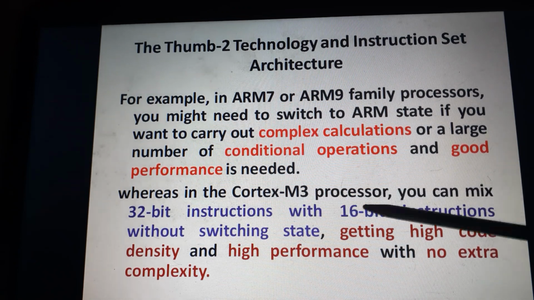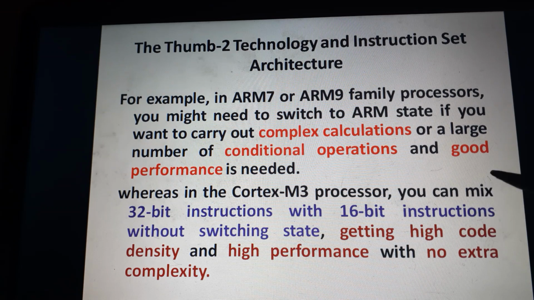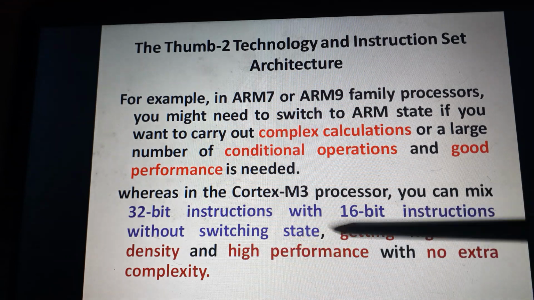Whereas in the Cortex-M3 processors, you can mix 32-bit instructions with 16-bit instructions without switching state, because everything belongs to Thumb-2 technology, so everything we can execute in Thumb state itself, so there is no requirement to switch.